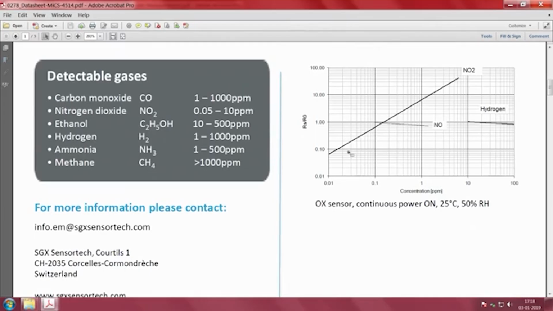So NO2, you can see that it is a logarithmic graph, it is rising up, log graph. You have RS by R naught, this is what you are looking at from the sensitivity perspective, and you can see NO is going like this and NO2 is fairly okay, although you have to note that this is a log scale, log linear perhaps. This measurement is done for continuous power on.